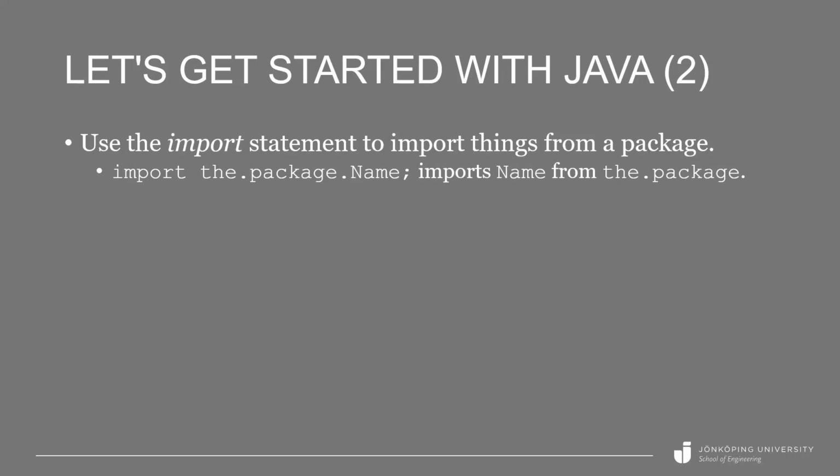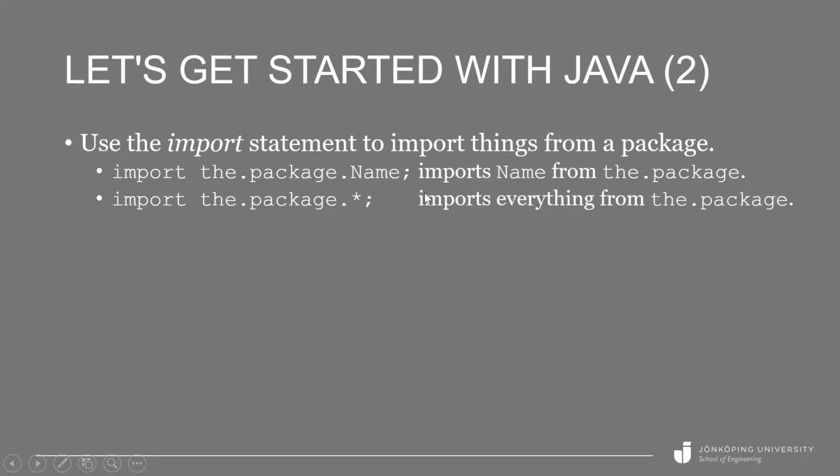You can use the import statement in different ways, but here is the most commonly used way you do it. You write import, then the name of the package, then a dot, then the name of the class, interface, annotation, or enumeration that you want to import. Then you only import the thing that you name here. If you want to import everything from a package, then you write import, the name of the package, and then a dot and a star.